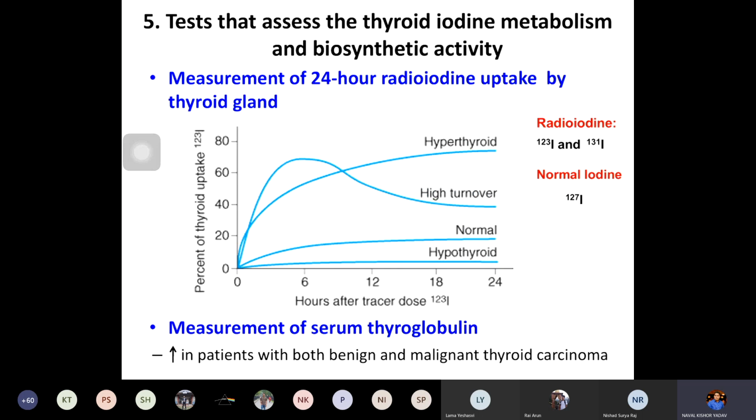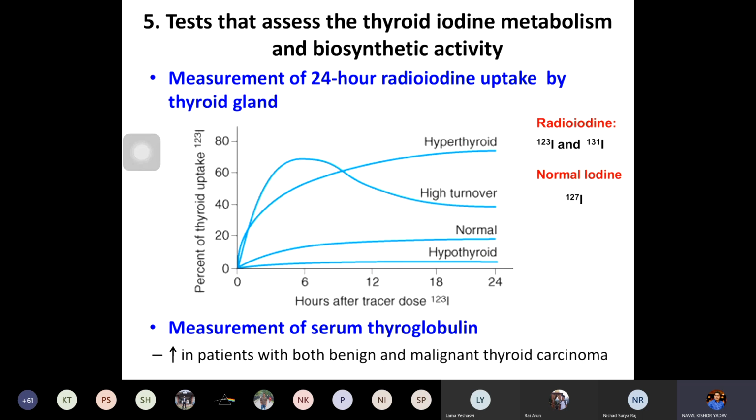The fifth one is the test that assesses thyroid iodine metabolism and biosynthesis. What you can do here is give iodine that is labeled with radioactivity. Radioactive iodine will be given to the patients, and you can measure at 24 hours whether it is utilized or not, as we can see in this graph. In the case of hypothyroidism, the level will be decreased. Normally, it will be the second one, that is normal. In the case of hyperthyroidism, it will increase. The utilization will be increased in hyperthyroidism, and in hypothyroidism, utilization will be decreased.